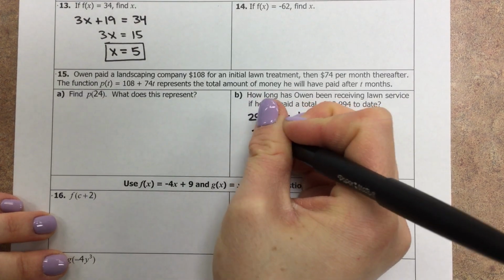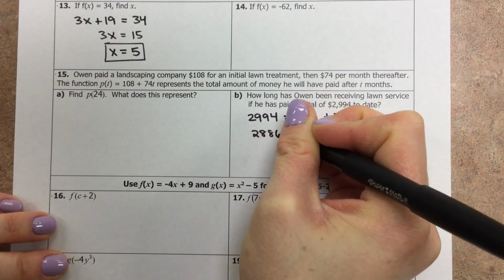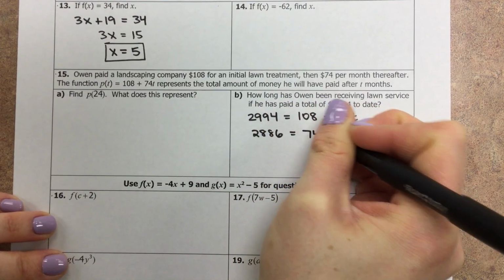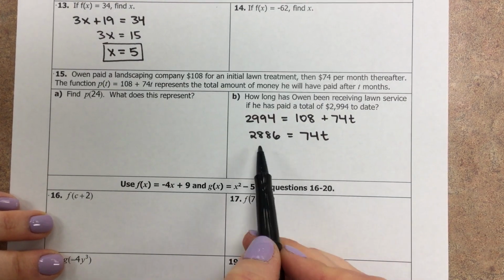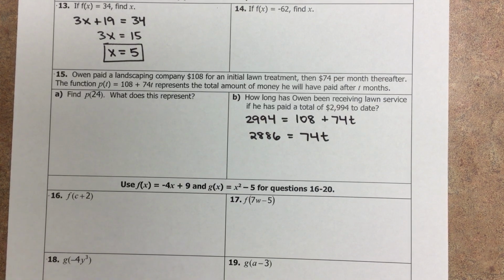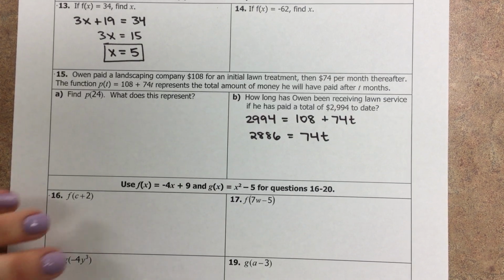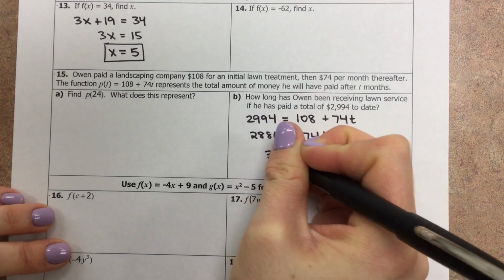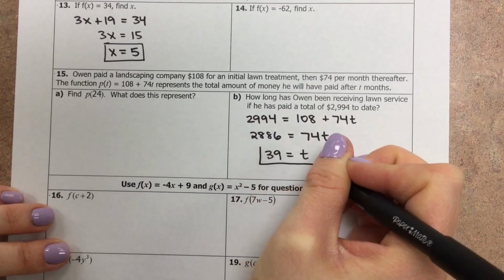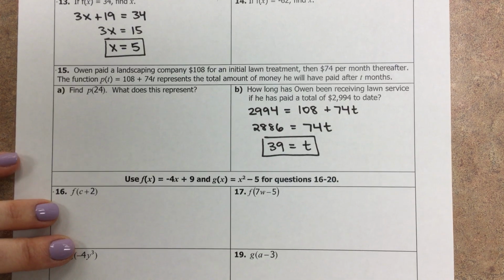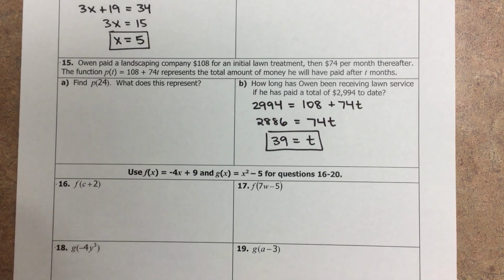So subtract 108, so we get 2886 is $74 per month. And then to figure out how many months it's been, we divide both sides by 74. And again, I'm just plugging that into my calculator. So when you divide by 74, we get 39 is equal to T. So that is 39 months, which would be 3 years and 3 months.